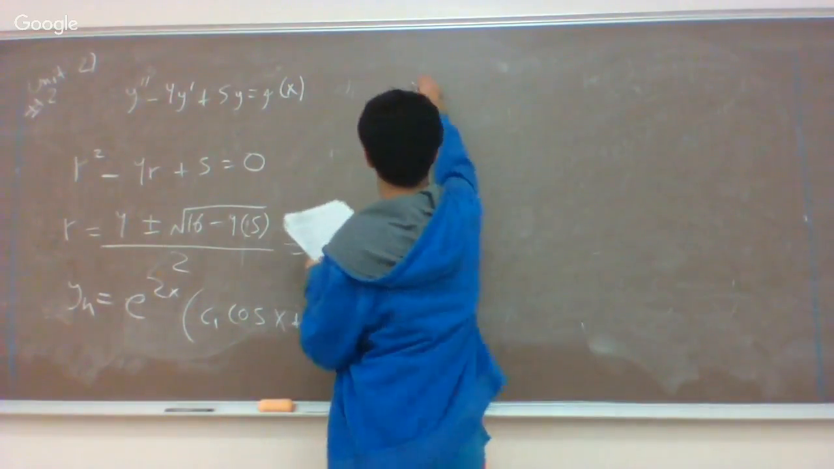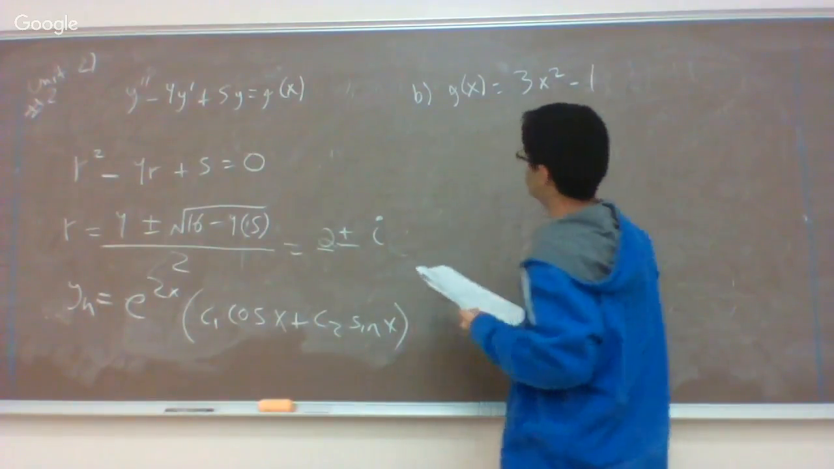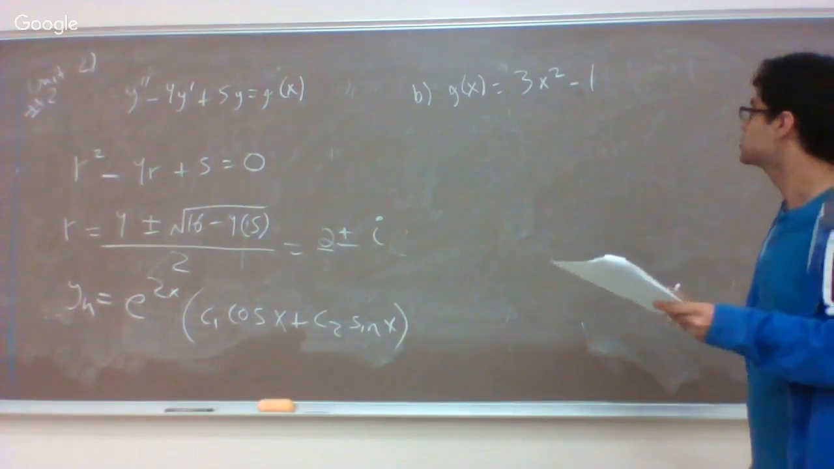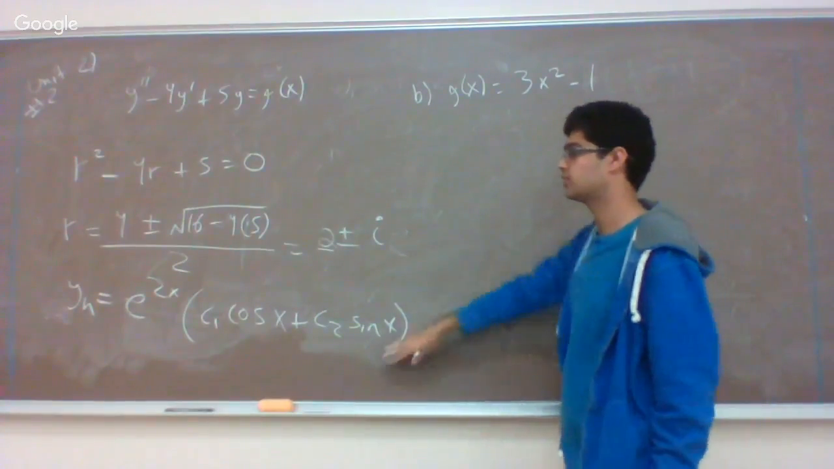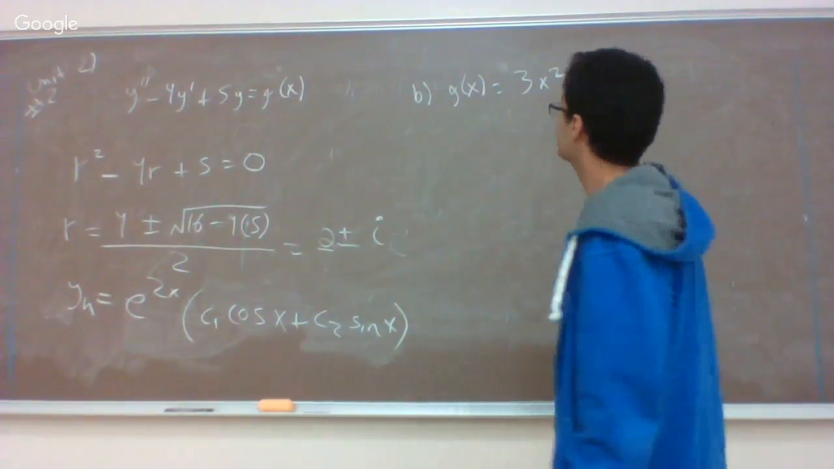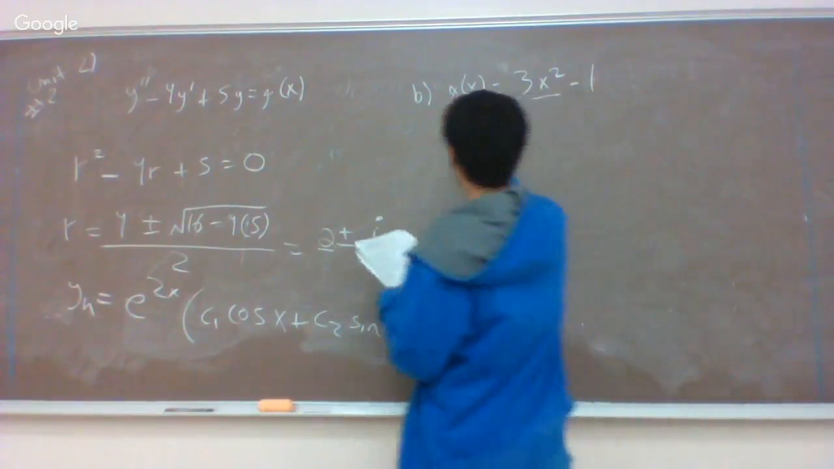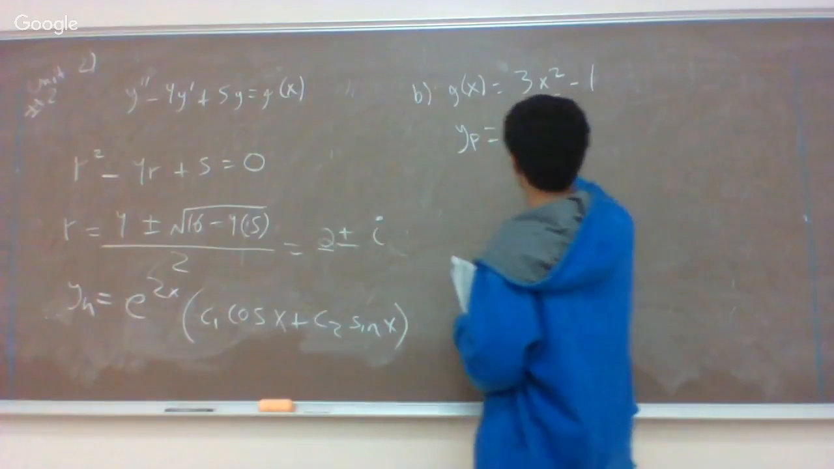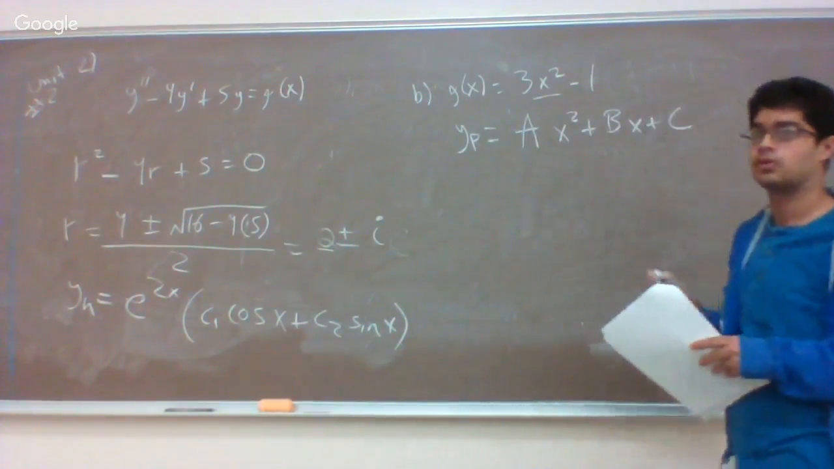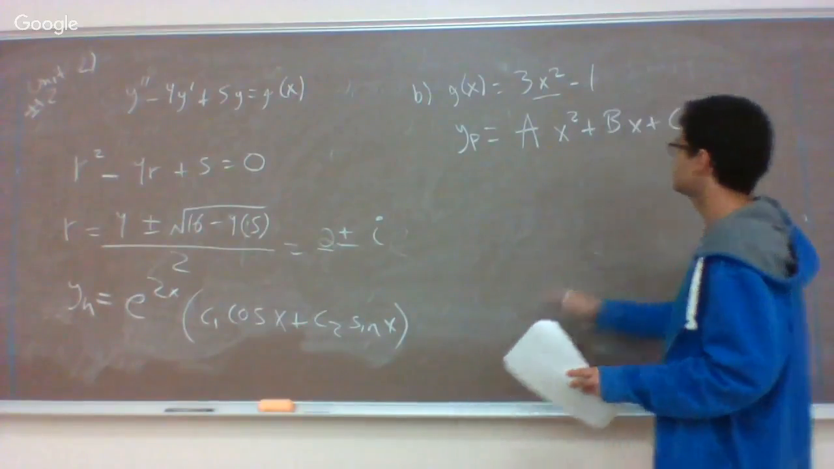Different g of x values. So, for example, g of x equals 3x squared minus 1. One thing that we always need to make sure is that it doesn't match what's in the homogeneous solution. So here we have the polynomial x squared, so we know our yp has to be in the form ax squared plus bx plus c. Homogeneous, nothing matches.